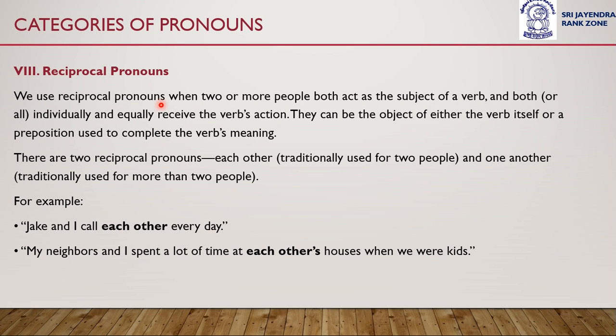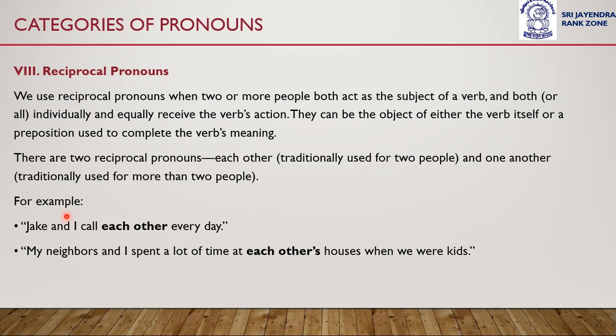Now let's move on to the reciprocal pronouns. This is the last category of pronouns, and we use reciprocal pronouns when two or more people both act as the subject of a verb, and both or all individually and equally receive the verb's action. They can be the object of either the verb itself or a preposition used to complete the verb's meaning. There are two reciprocal pronouns: each other, traditionally used for two people, and one another, traditionally used for more than two people. So there are mainly two reciprocal pronouns: each other and one another.